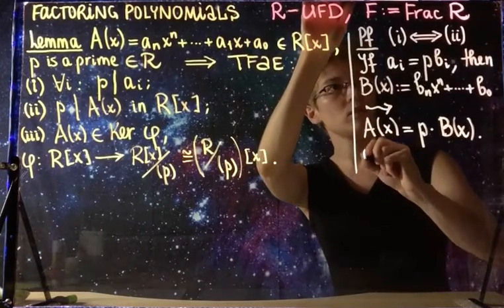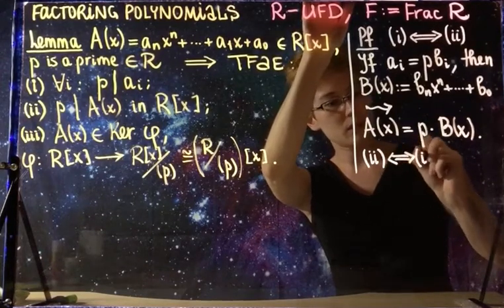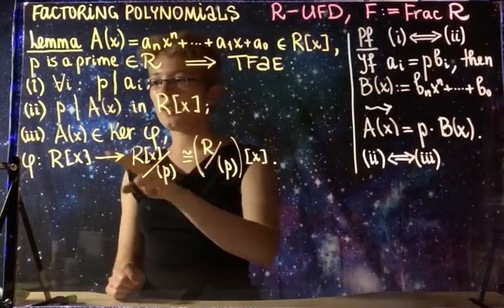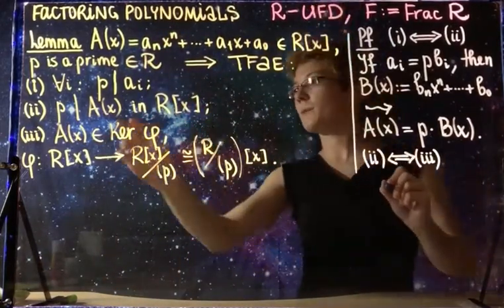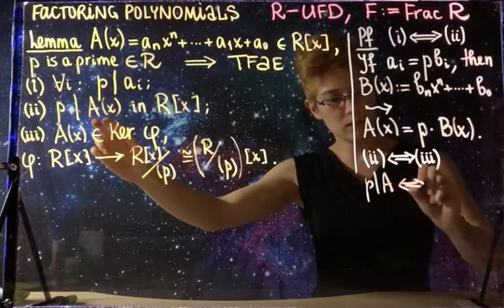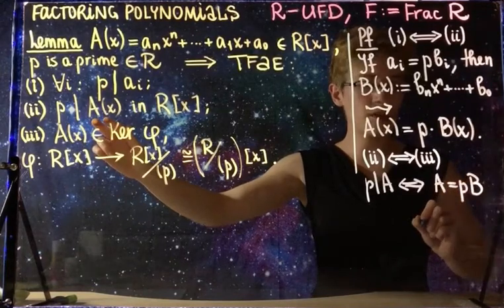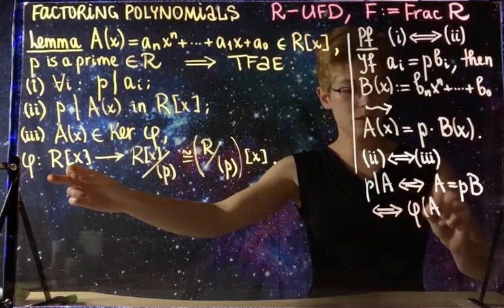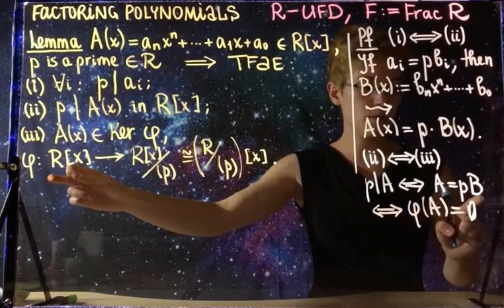And now I observe that 2 is equivalent to 3 by the definition of the quotient ring, because again, if P divides A of x, it is the same as saying that A is equal to P times some polynomial B, and it is the same as saying that phi of A is equal to 0, because it is phi of P times phi of B.